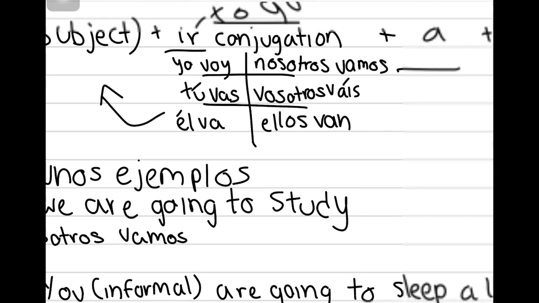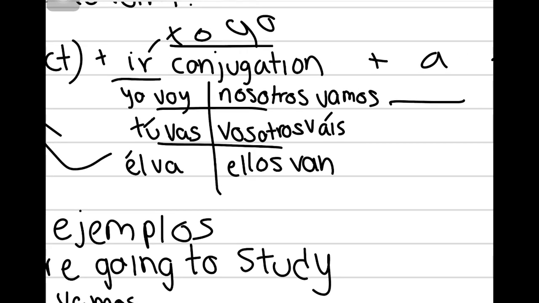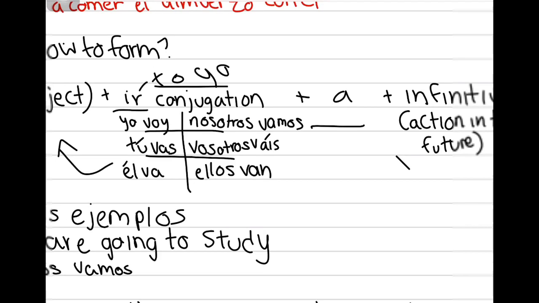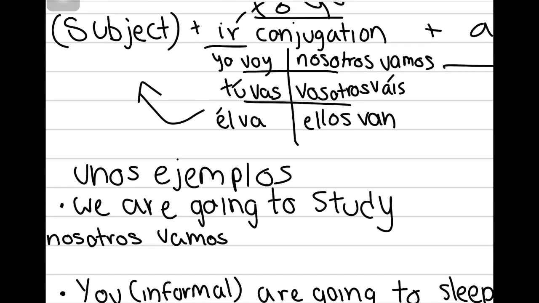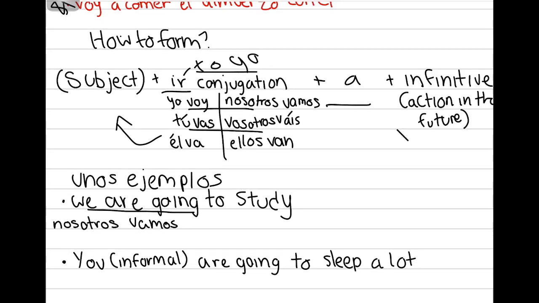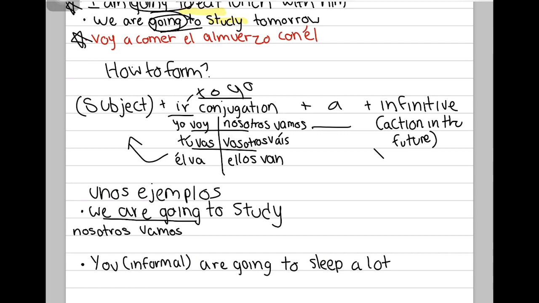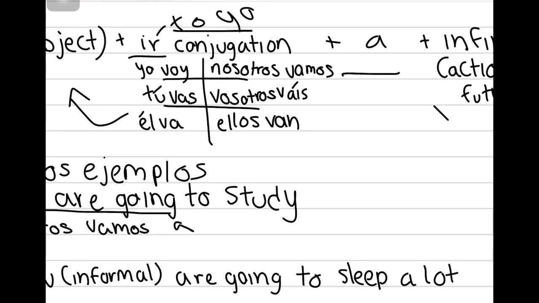And here is a chart of the conjugation. Yo voy, tú vas, él va, nosotros vamos, vosotros vais, which they use in Spain, and ellos van. So, nosotros vamos. So we got this. And according to the original chart, you need to put an a. So, nosotros vamos a. And then the way to say to study in Spanish is estudiar.